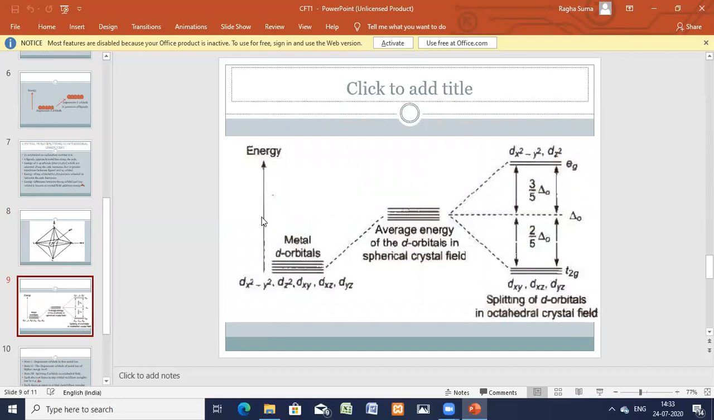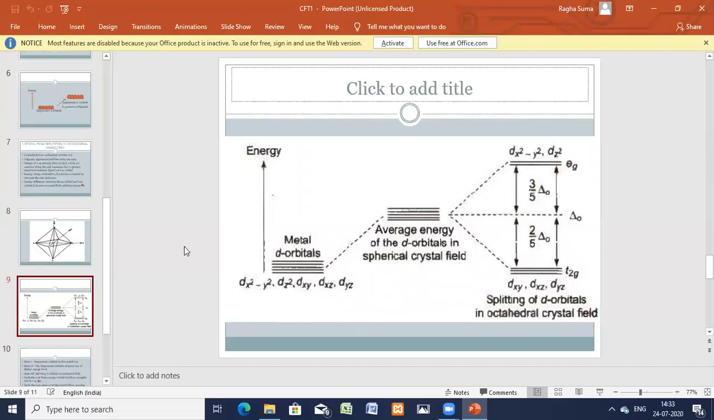Here, this is the energy. The metal d orbitals are 1, 2, 3, 4, 5: dxy, dxz, dyz, dz square, dx square minus y square. These 5 orbitals have the same energy. These are called degenerate orbitals.